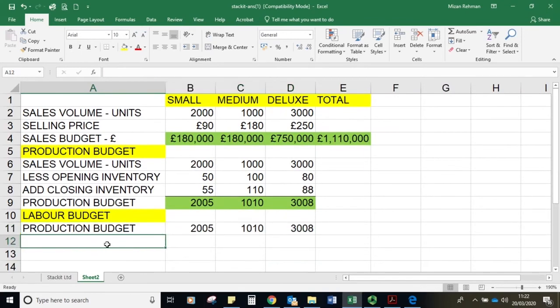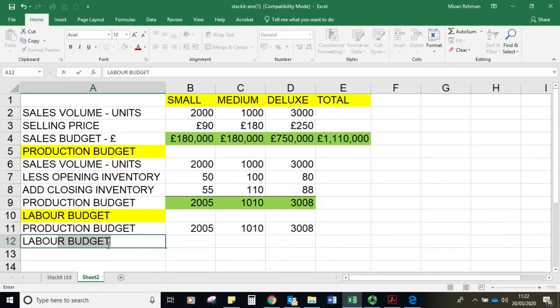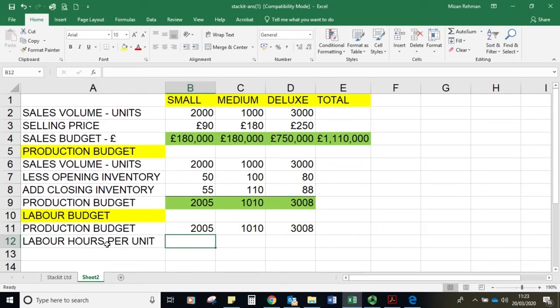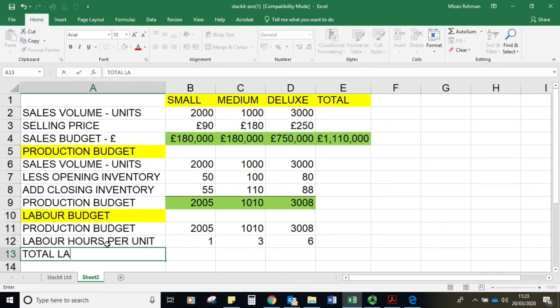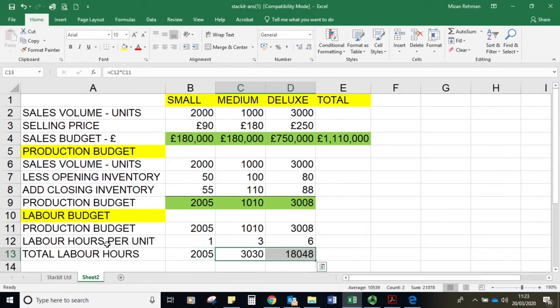Next, what I'll do is work out how many hours it takes to produce each unit. So labor hours per unit. For small, it takes 1 hour. So that's the third line on the data table, direct labor 1 hour. It takes 3 hours to produce a medium, and it takes 6 hours to produce a deluxe. We can multiply these two pieces of information to find out total labor hours. So hours times number of units, and we get our hours.